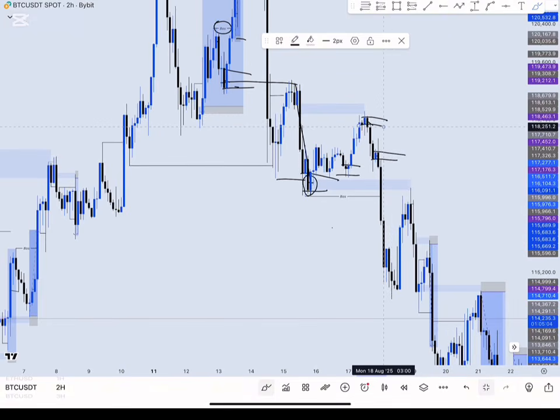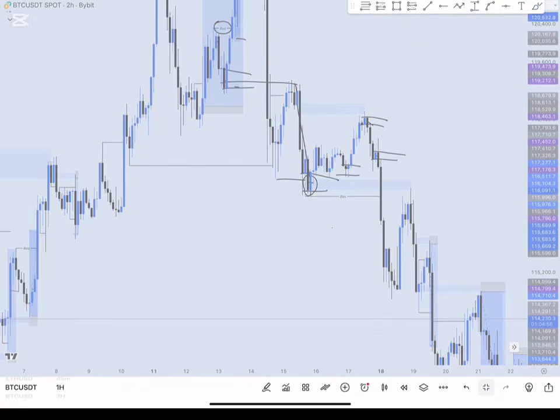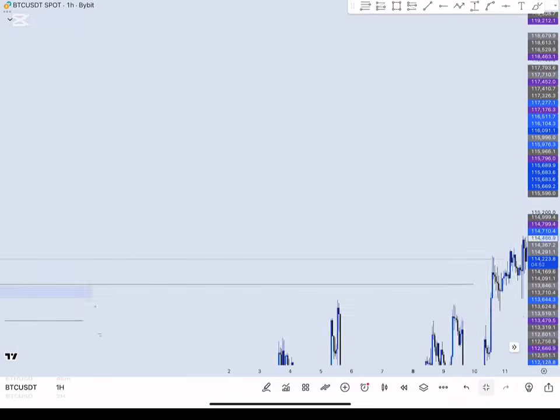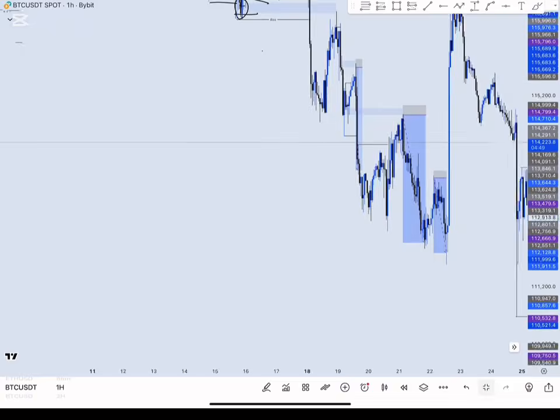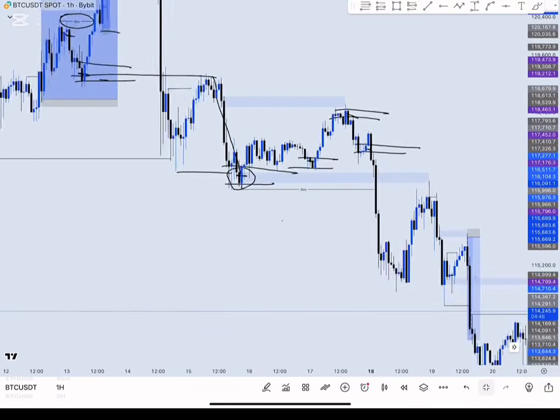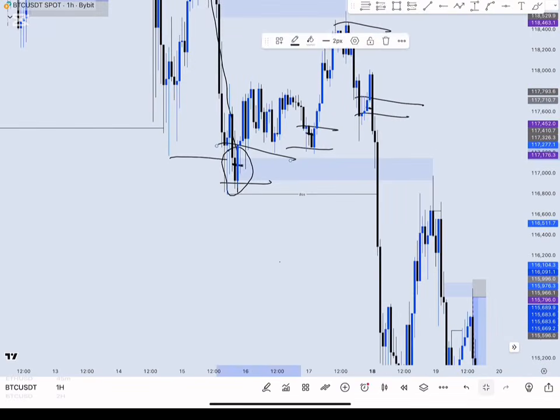So it is with our liquidity that we can know the one that we're going to use. So now let's switch to another time frame. Let me go to the 1 hour chart. All right, good. Now you can see the engulfing is there already. The engulfing pattern is there already.